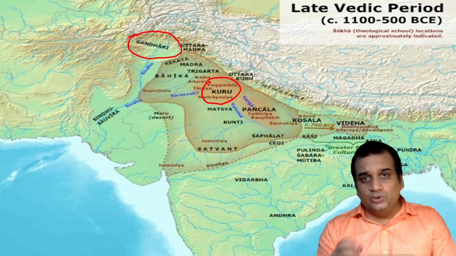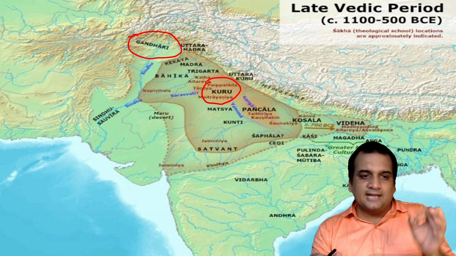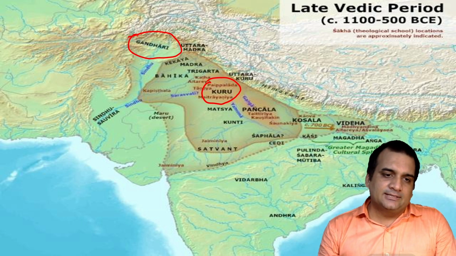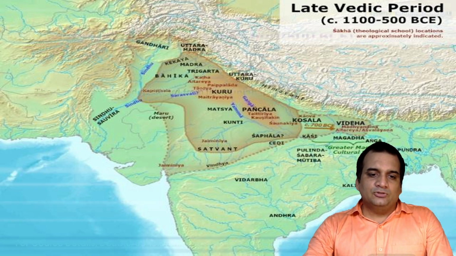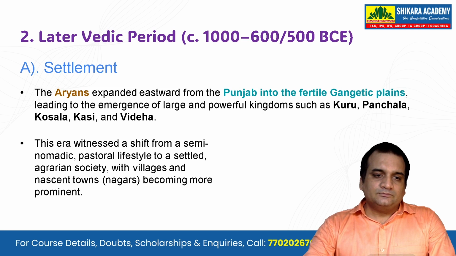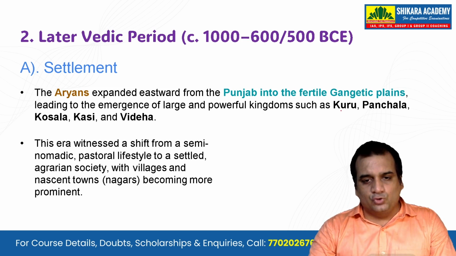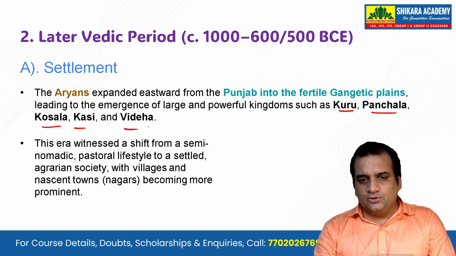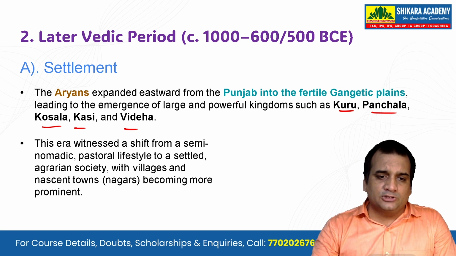And Sakuni was also known as the Gandhar Naresh. So that Gandhari or Gandhar may be somewhere near Afghanistan of today, so we can see that here. Along with that, we saw many strong other areas, the other powerful kingdoms such as the Kurus, the Panchala, the Kosala, the Kasi and the Videha.